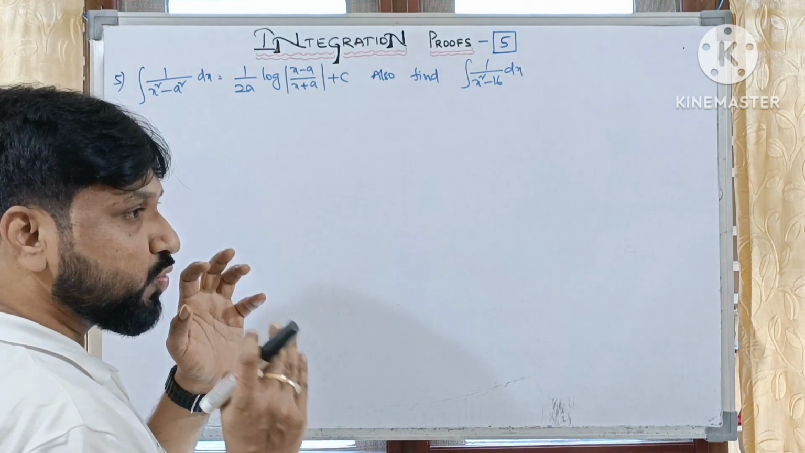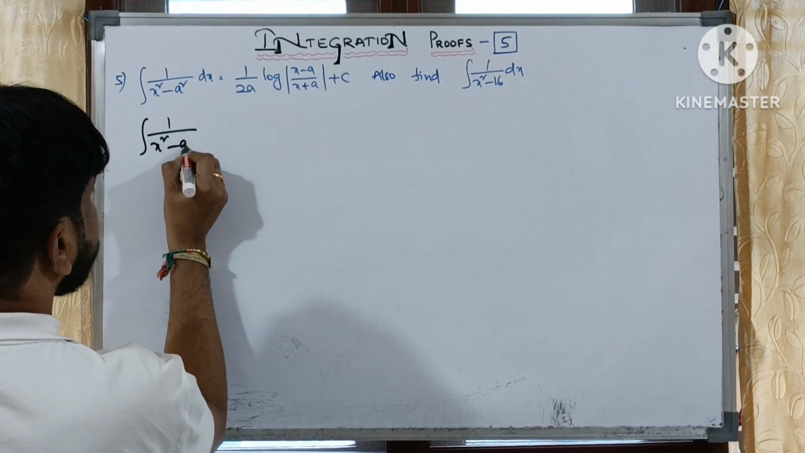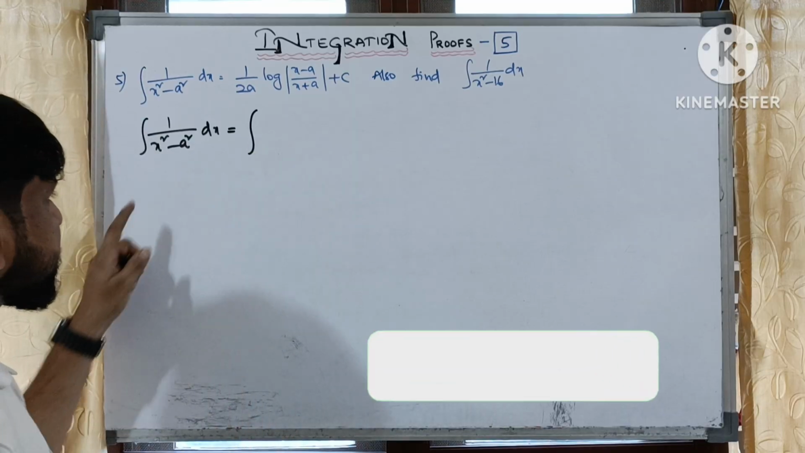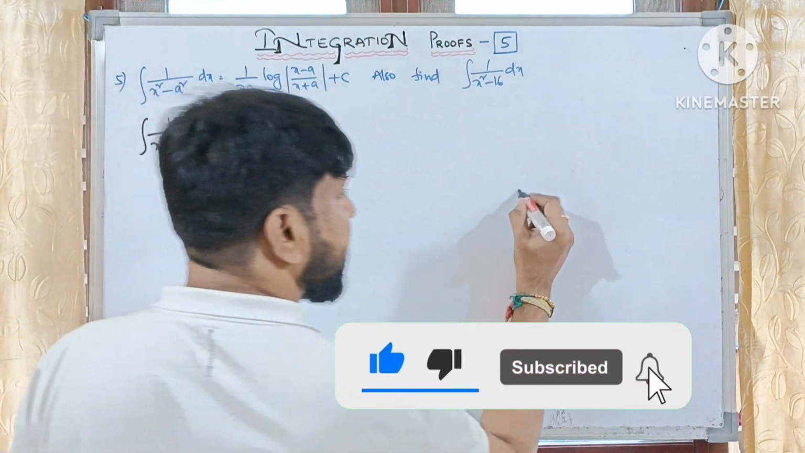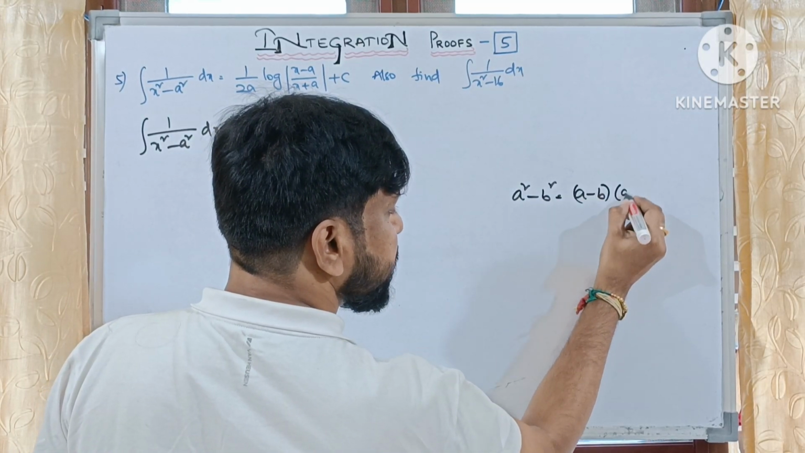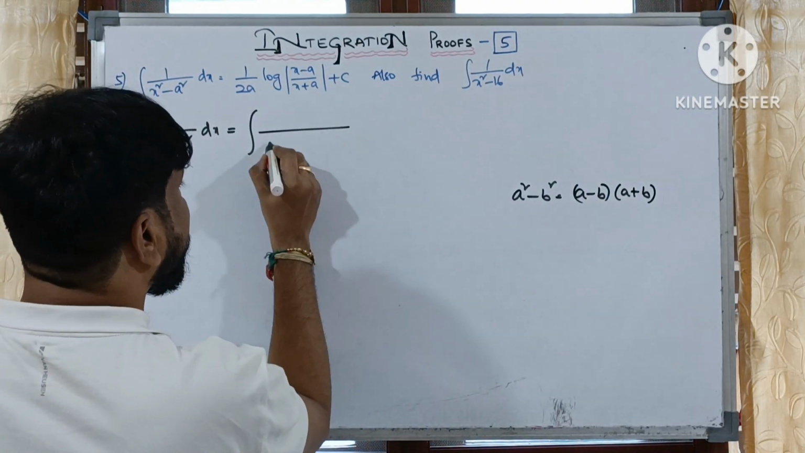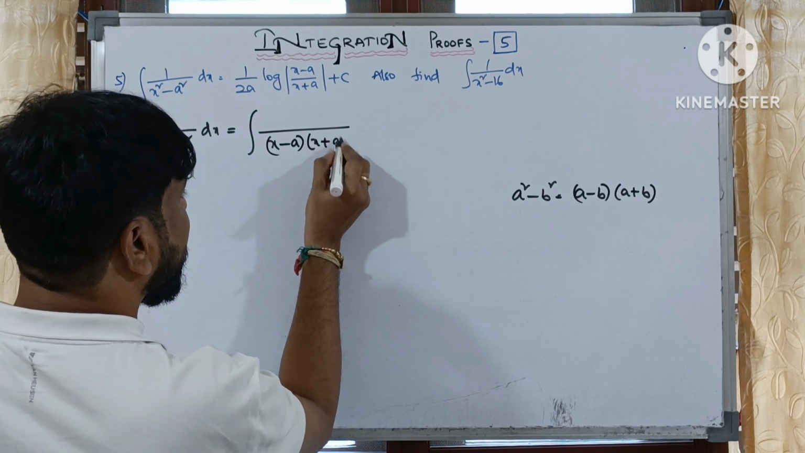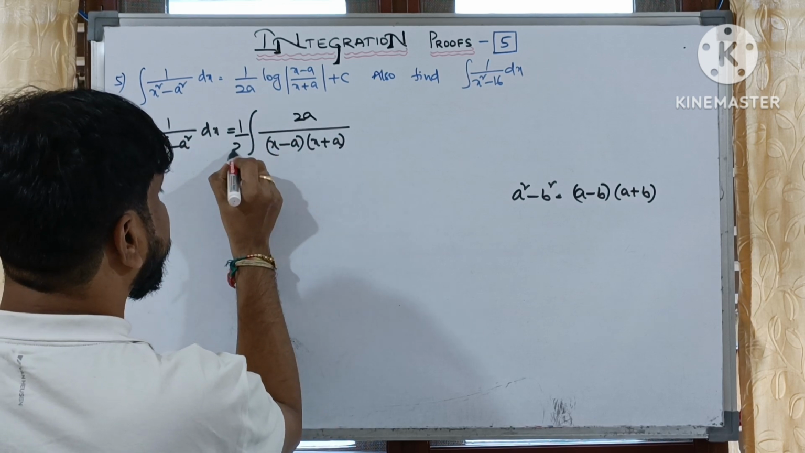This kind of proof we are going to solve by using partial fractions. Integral 1 by x square minus a square dx. It looks like the a square minus b square format. The formula is: a square minus b square is equal to a minus b into a plus b. If you apply this format, you get the denominator x minus a into x plus a. In the numerator 1 is there. Just I want to multiply and divide by 2a.